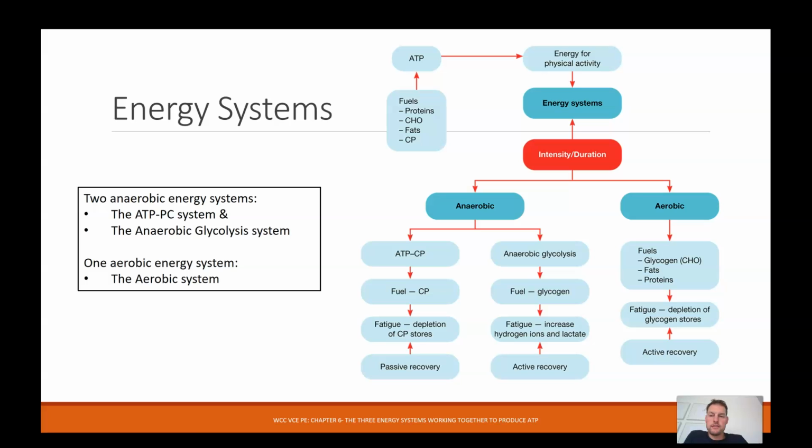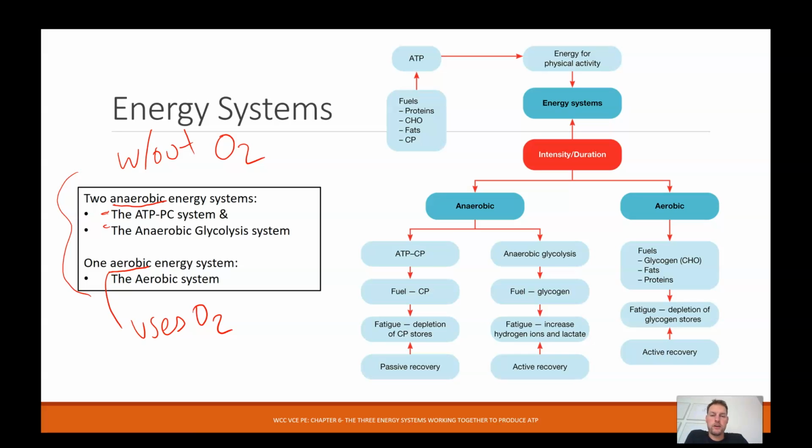So if we look at this diagram, we can see over here on the left, we've got three energy systems in total. Two of them are anaerobic. Anaerobic means they work without oxygen. So we've got two anaerobic energy systems that work without oxygen. That is the ATP-PC system and the anaerobic glycolysis system. And we've got one system which is aerobic, which means it uses oxygen. And that is quite simply the aerobic energy system.